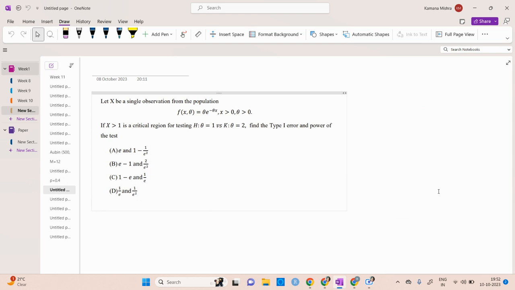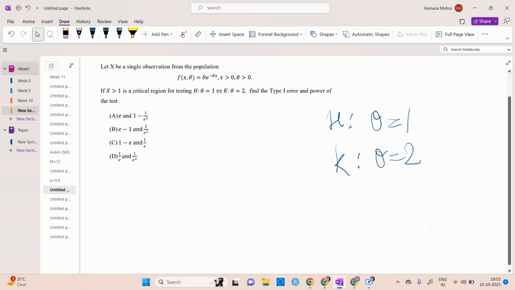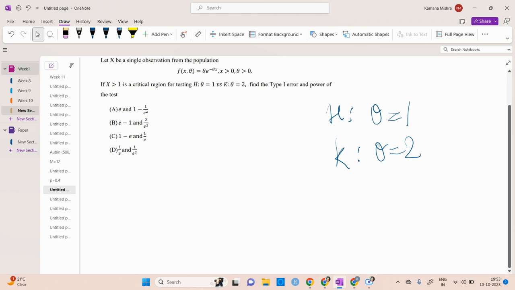So the next question we have here is: let X be a single observation from this population. Again we can see that this is the exponential distribution. Now the null hypothesis here is this, and the alternate hypothesis here is this, right? So again we need to find the type 1 error and the power of the test.